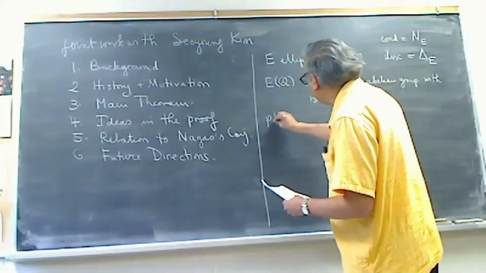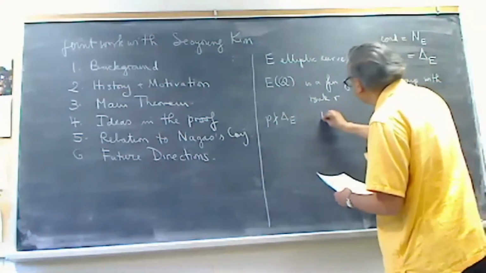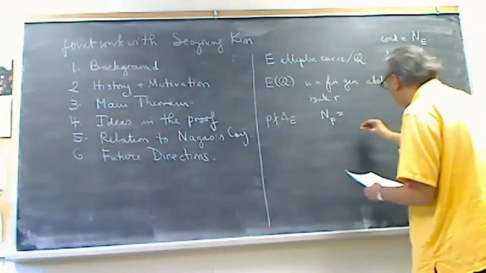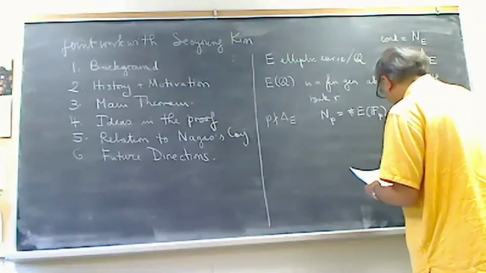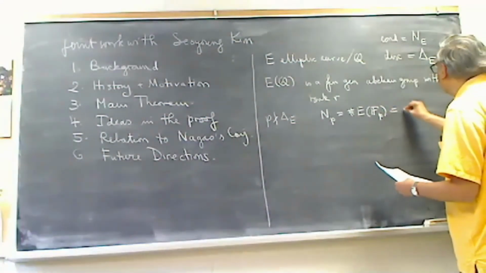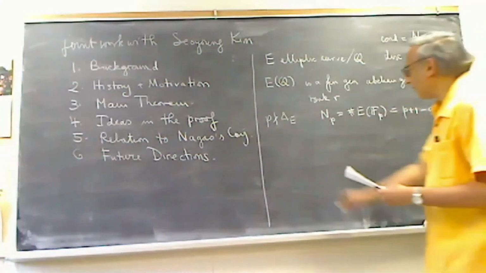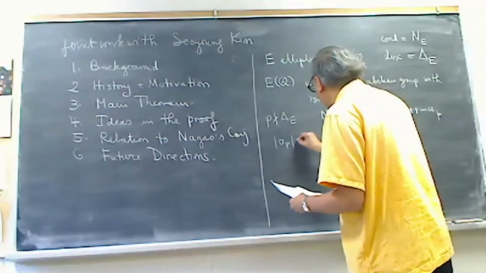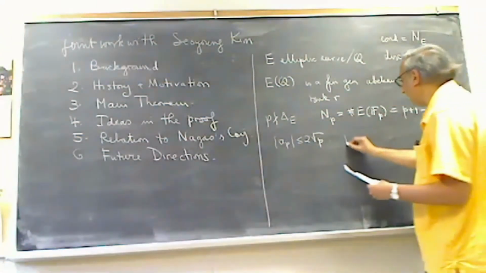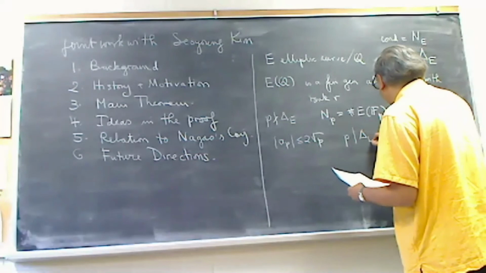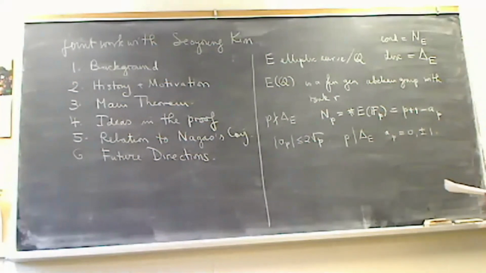And what we will do is, for primes not dividing the discriminant, look at N sub p, the number of points on the elliptic curve including the point at infinity. You can write this as p plus 1 minus a sub p, where we have the famous Hasse inequality: the absolute value of a sub p is less than 2 root p. And for primes dividing delta E, you have a sub p either 0 or plus or minus 1, depending on the reduction.